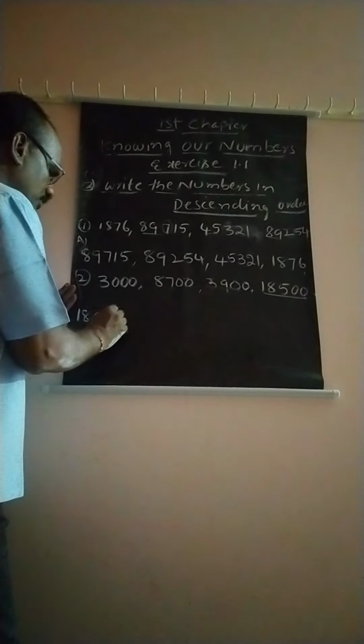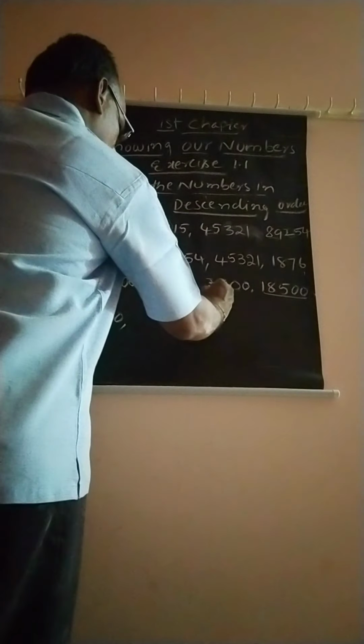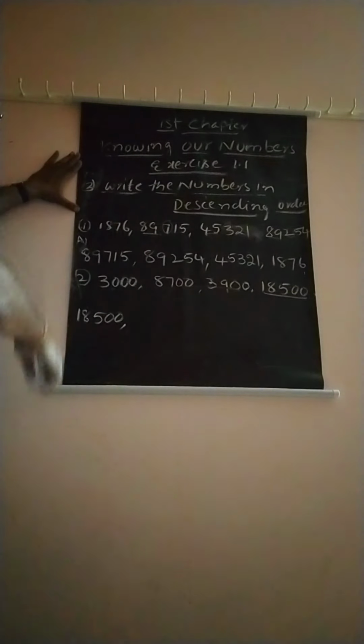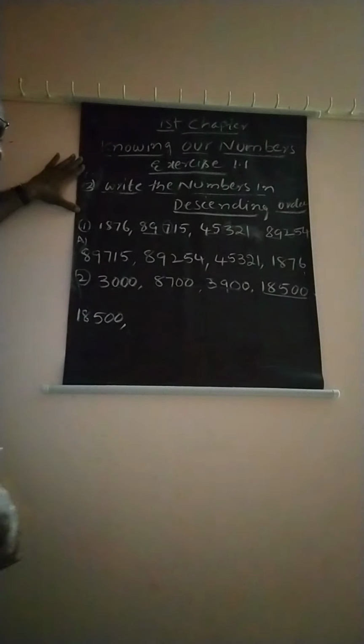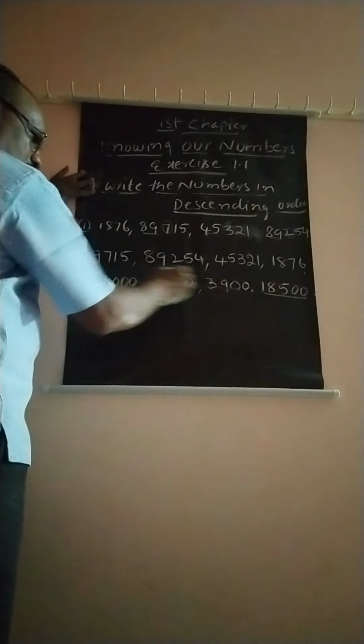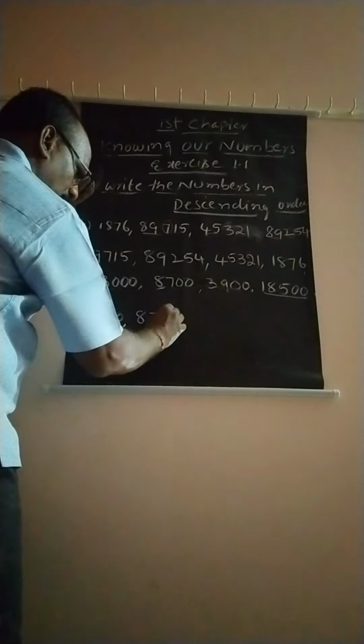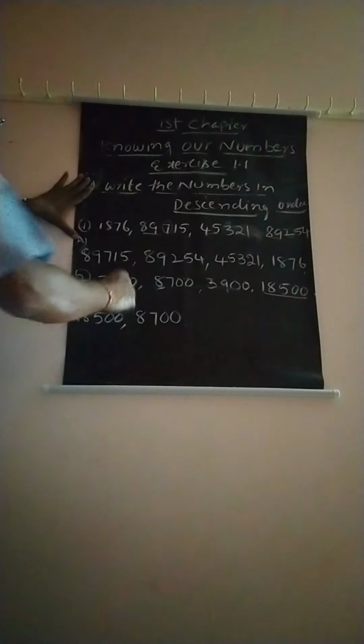1 8 5 0 0, comma. Next one, all are 4-digit numbers. Starting with the digit 8 is bigger compared to the other two. So next what is coming? 8 7 0 0. Now two numbers are there.